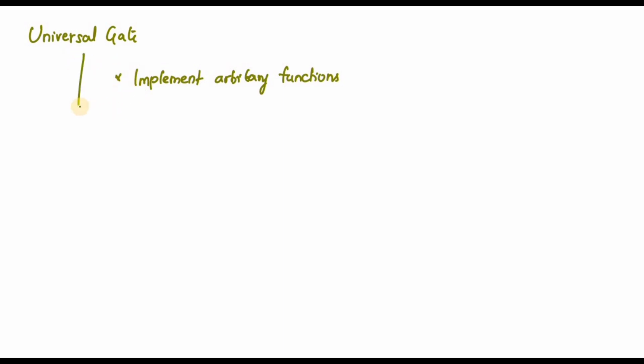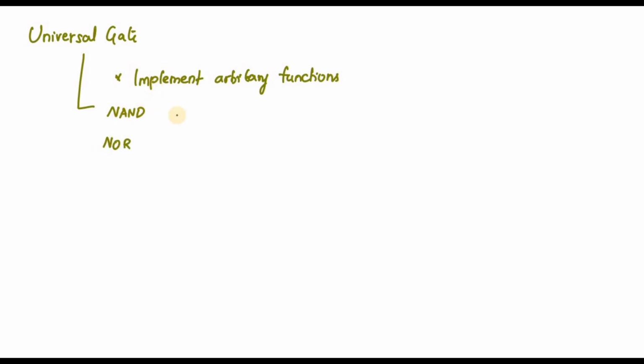In this video, we are going to discuss universal gates. Universal gate means it can implement any arbitrary functions, and it can implement any gates with the help of these two universal gates. So there are two types of universal gate: one is NAND and the other is NOR.